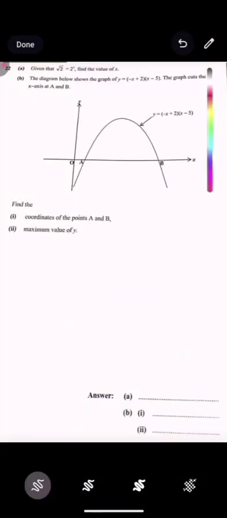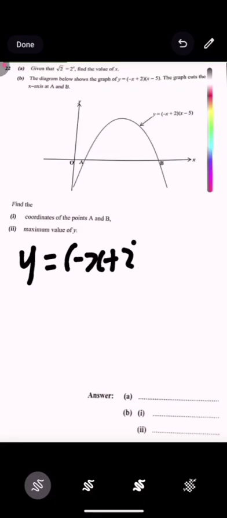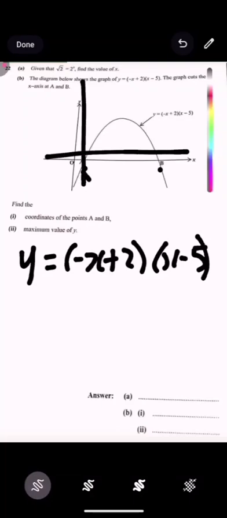Okay, question 22b. The diagram below shows y is equal to negative x plus 2, times x minus 5. So this cuts the x-axis at A and B. Find the coordinates of points A and B. So where it cuts the x-axis, it means the y value is 0. Remember that question from doing inequalities, where the line was passing here, it was 2. We said 2, 0 because y is always 0. You see how beautiful mathematics is, everything is connected.